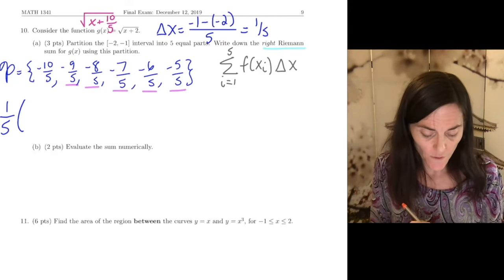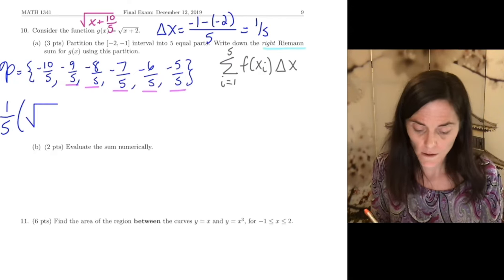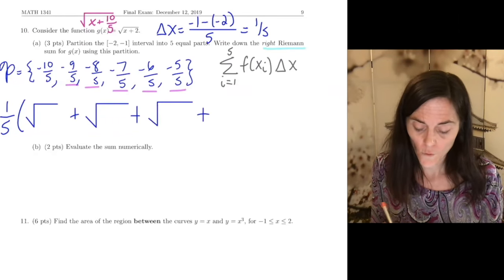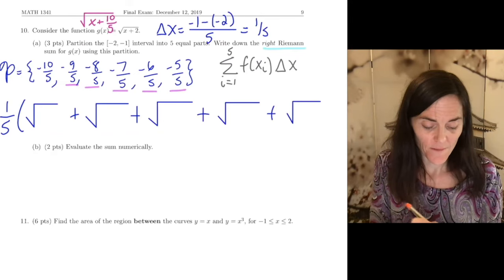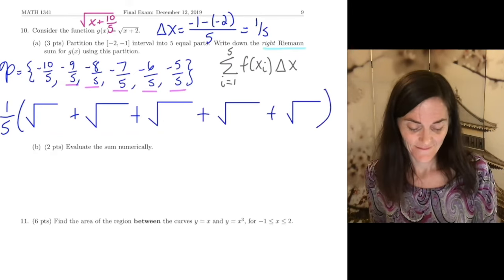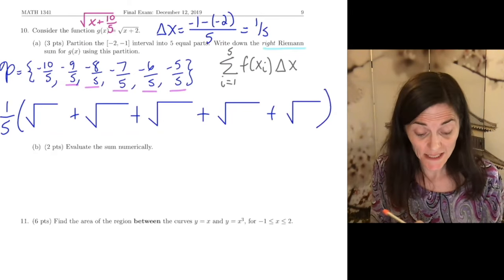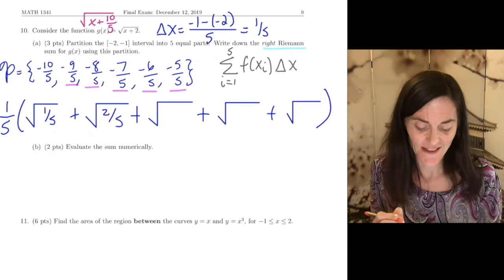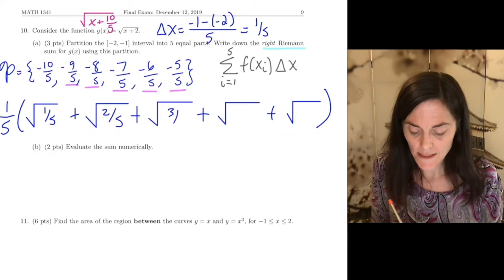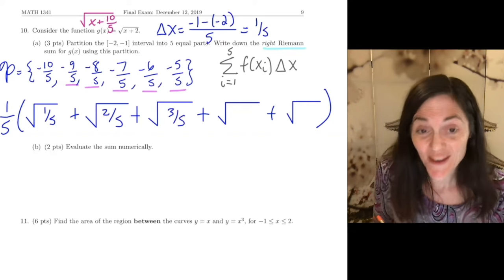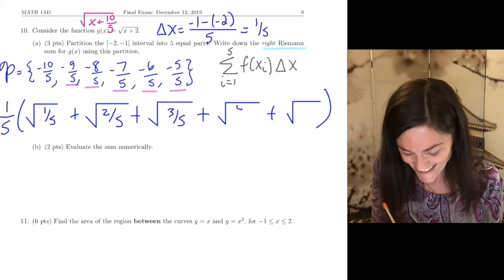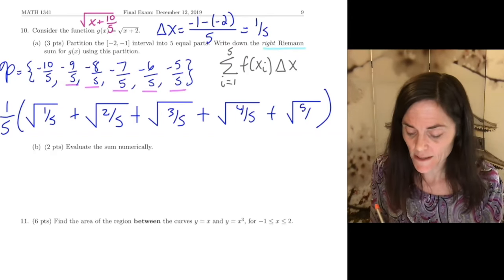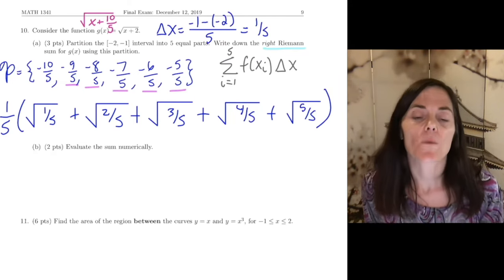So when I evaluate the first one, well, maybe I'll write all the square roots. This would be 2, 3, 4, and 5. We have minus 9/5 plus 10/5. This is 1/5. Minus 8/5 plus 10/5. Minus 7/5 plus 10/5. Minus 6/5 plus 10/5. And finally, minus 5/5 plus 10/5. The second part is evaluate.